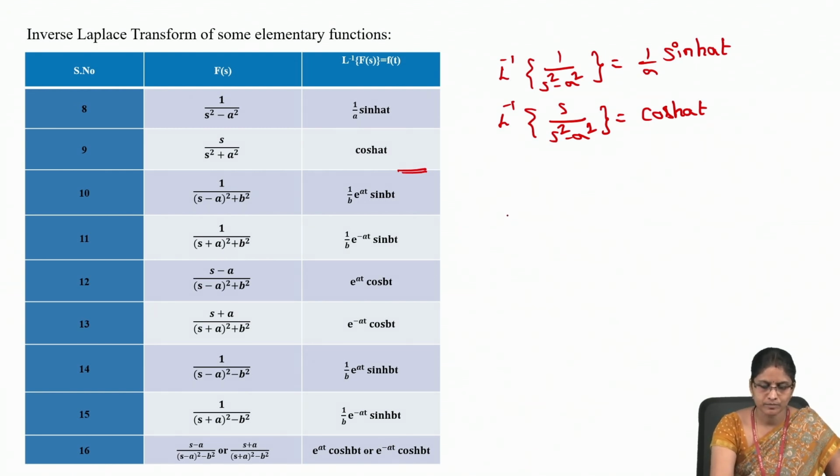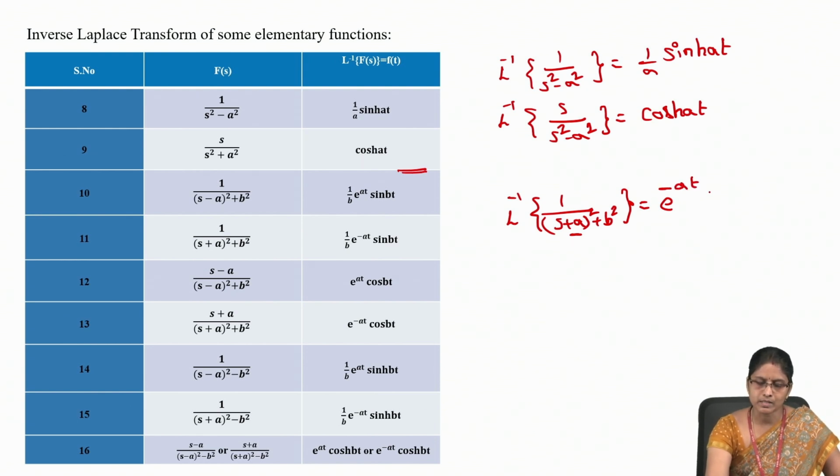The following formulas are derived from the previous ones only. For example, the inverse Laplace transform of 1 by (s plus a) whole square plus b square is equal to, here s plus a is there, we have to take it outside of the inverse Laplace transform, then we get e power minus at into L inverse of 1 by s square plus b square. That equals e power minus at into 1 by b into sine bt.